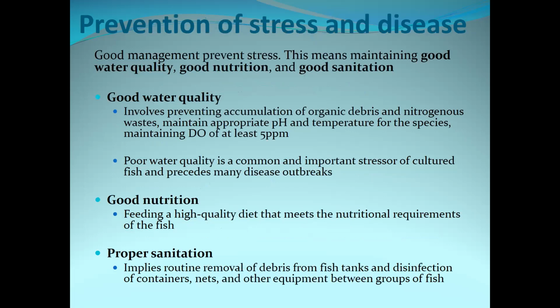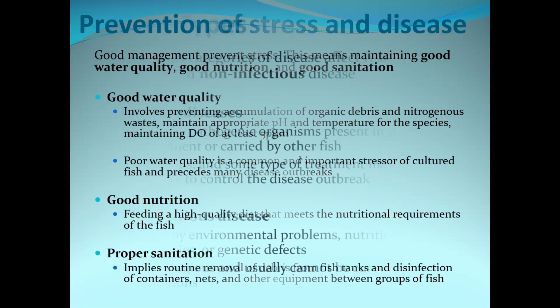Right, so prevention of stress and disease: good management prevents stress. This means maintaining good water quality, good nutrition, good sanitation, right? Good water quality involves preventing accumulation of organic debris and nitrogenous waste, maintaining appropriate pH and all the water quality conditions. Again, I mentioned poor water quality is an important stressor of fish. Good nutrition, proper sanitation, well, I touched on those before.